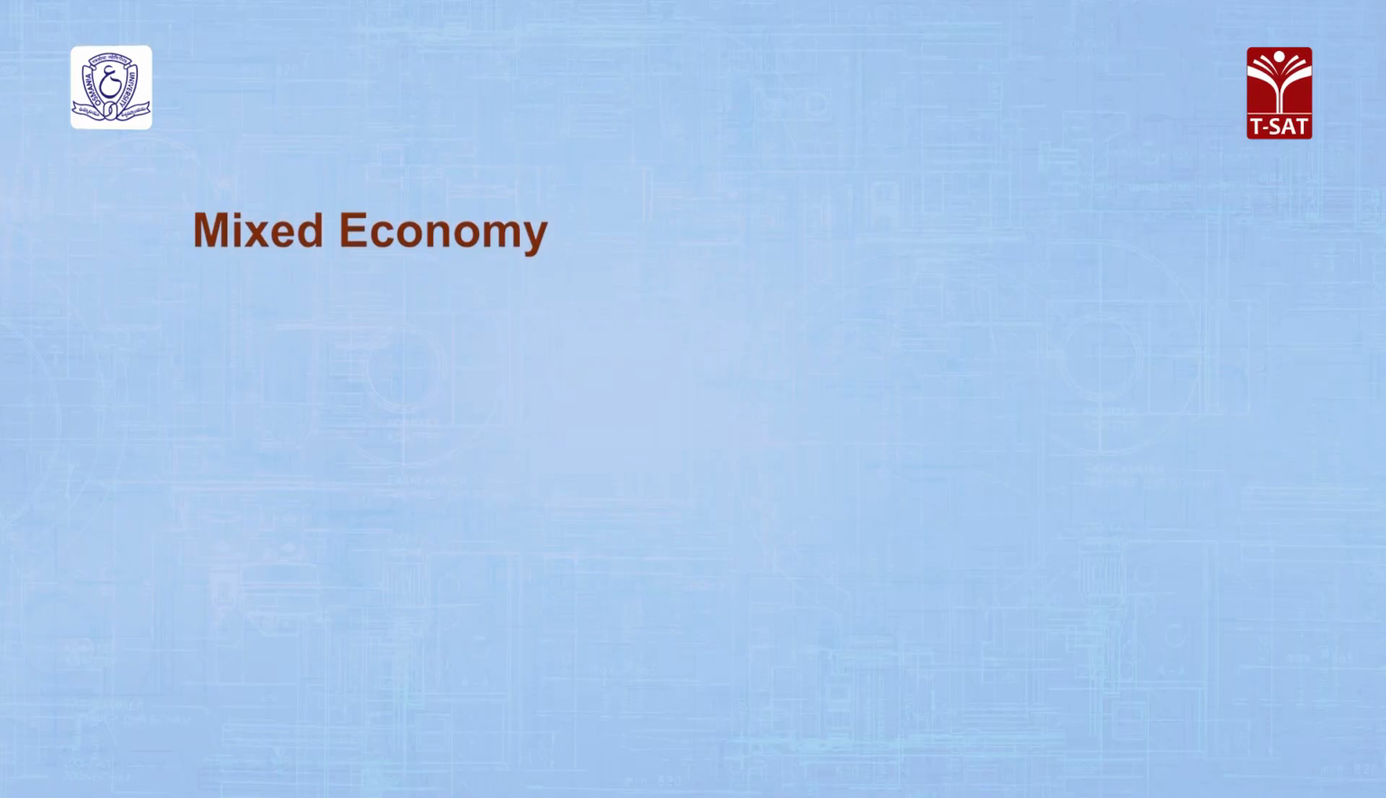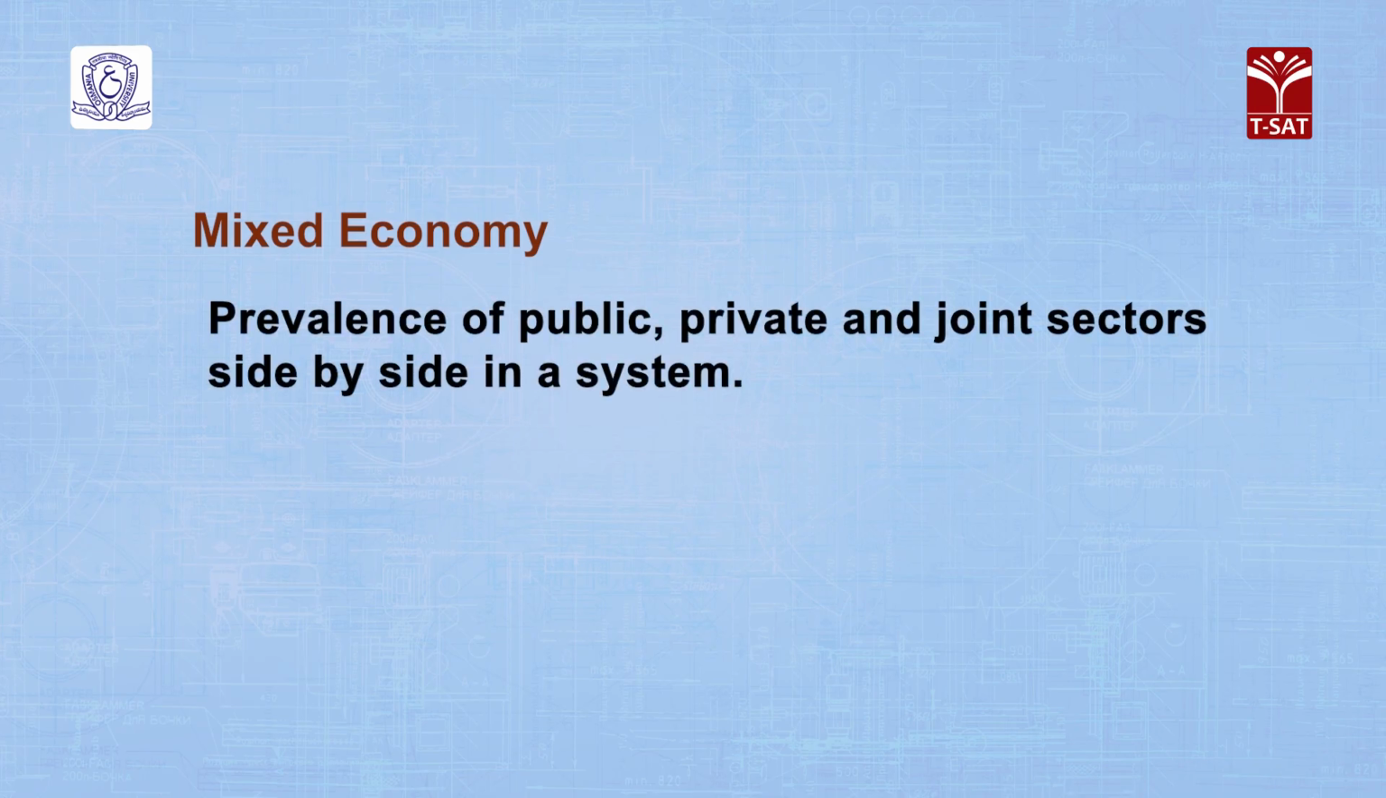Let us now understand about the mixed economy model of development. The term mixed economy means prevalence of public, private and joint sectors side by side in a system. In such a model of development, the state participates as an active partner with private enterprise in the process of economic development. Then we can say that under a mixed economy model of development, the entire economic system in a country is split up into three parts.